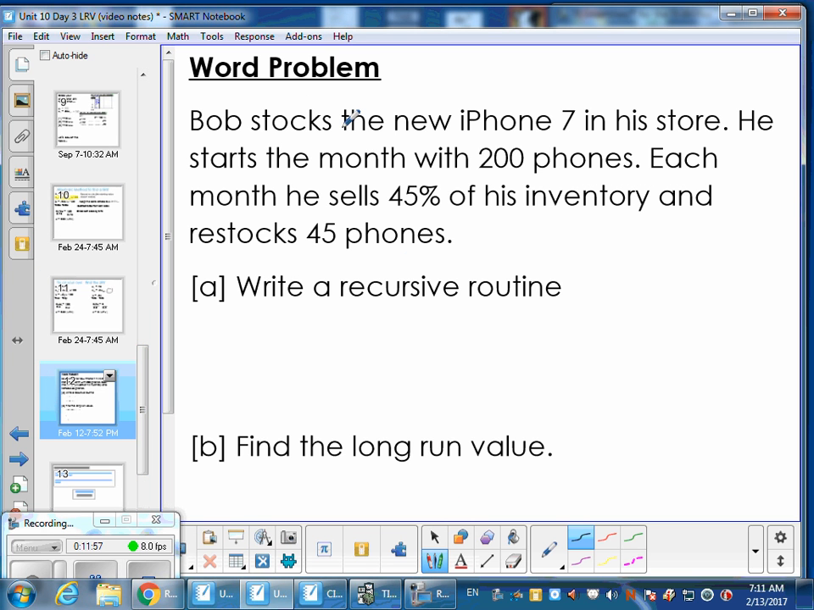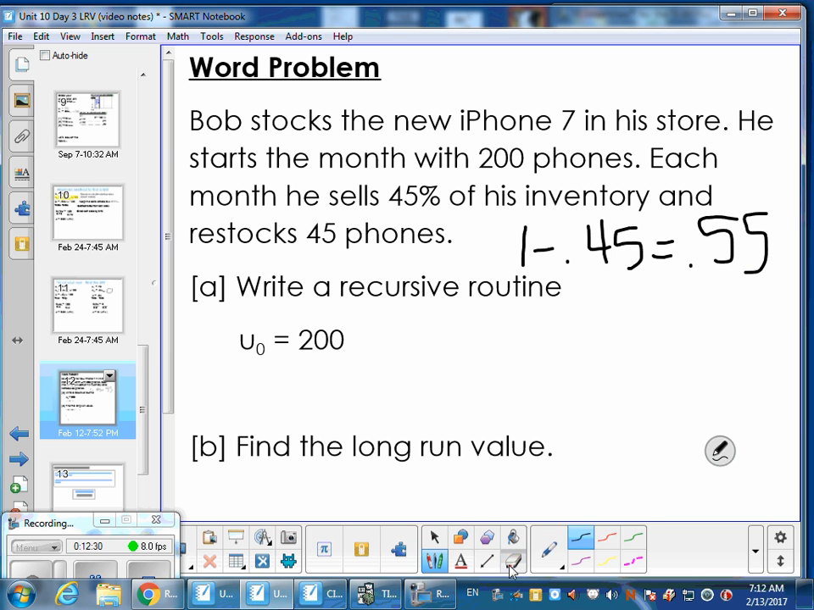All right, and the last problem is the word problem. So same idea, just you have to read it and write the recursive routine. So Bob stocks the new iPhone 7 in his store. He starts the month with 200. So right there, I know that U0 is 200. And I know it's U0 because it says he starts the month. It doesn't say at the end of the first month. Each month he sells 45%. So if he sells 45%, that means it's going to be 1 minus 0.45, which equals 0.55. That's how much he's keeping. Okay? So my recursive routine is going to be un equals 0.55 un minus 1 plus 45 because each month he gets 45 new phones in stock.